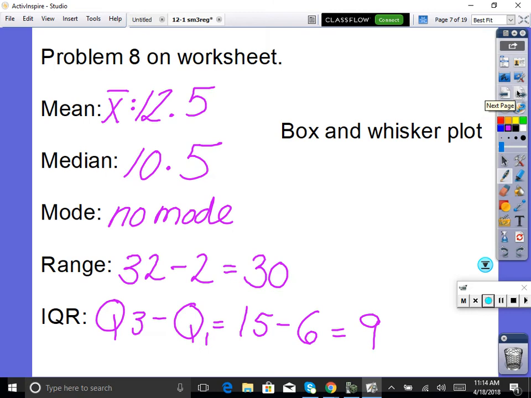Draw our box and whisker plot. So we didn't need this. We didn't need mean, median, or mode to draw our box or whisker plot. I was just helping you see how you could use the calculator.